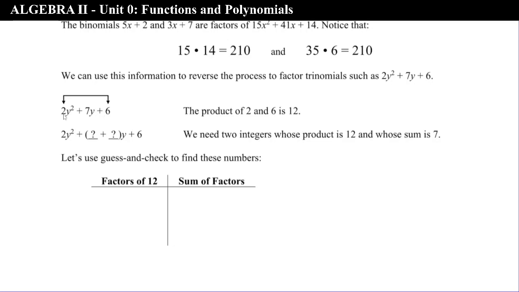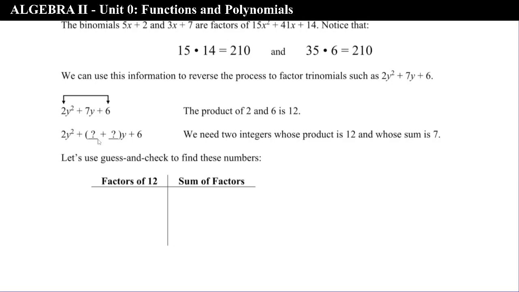Okay, so we know that the product of 2 and 6 is 12. So what we need is two integers whose product is 12 and whose sum is 7. Okay, because we're going to add those two middle terms together to get 7. So basically what we're trying to do is, you know how we ended up with two of those middle terms that got put together? Now we're figuring out how we break those two middle terms apart.